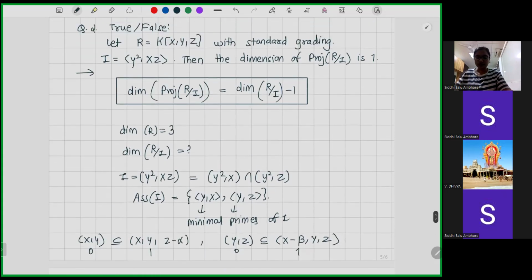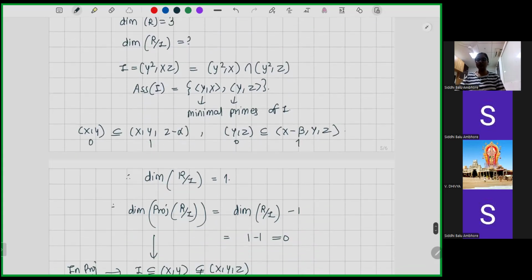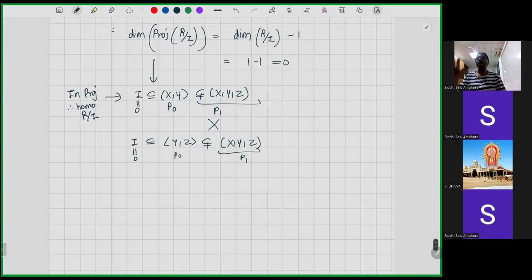Since we are in monomial ideals, finding minimal primes is not a difficult task. So we just obtained that and we saw that the only possible chain is just the singleton primes and so on. I hope that is okay. Please let me know if okay. Okay. So we'll move to the next question now.